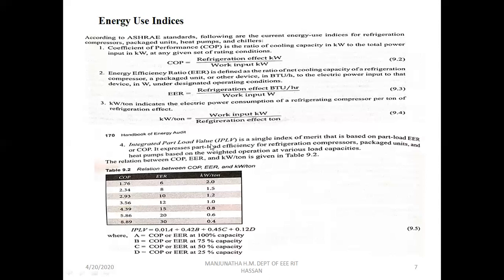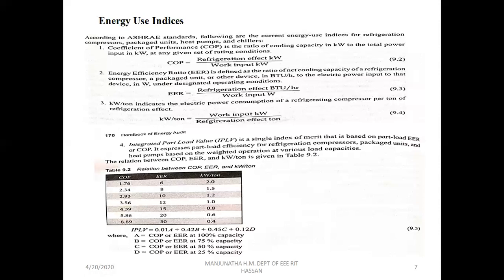So it is a combination of all the three effects. It is the combined effect of coefficient of performance and energy efficiency ratio. That integrated part load value, IPLV, is the single index of merit based on part load energy efficiency ratio or coefficient of performance. It expresses part load efficiency for refrigeration compressors, packaged units, and heat pumps based on the weighted operation at various load capacities.